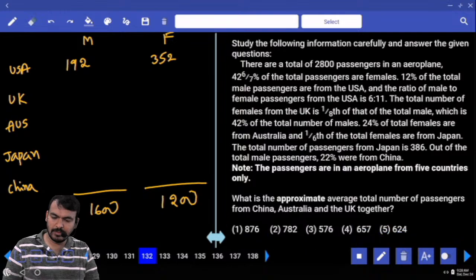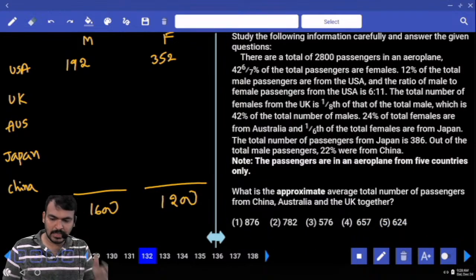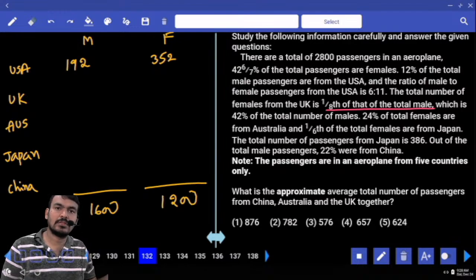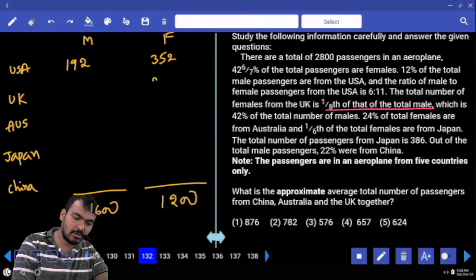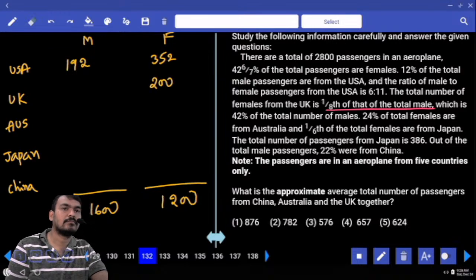And one more. The total number of females from the UK is 1/8 of the total males. What is the total males? 1600. In that 1/8, 200. Means females are how much? 200.